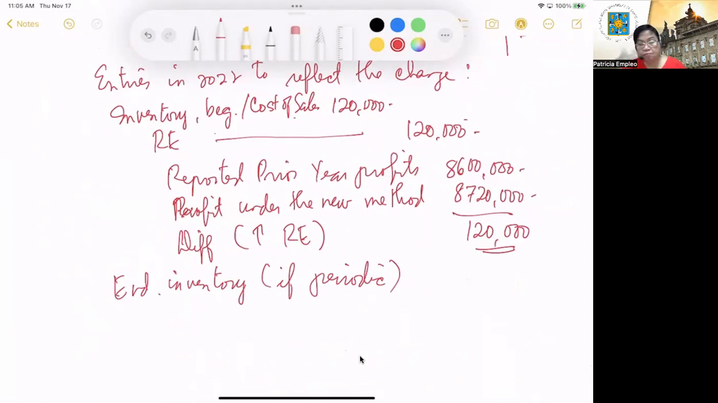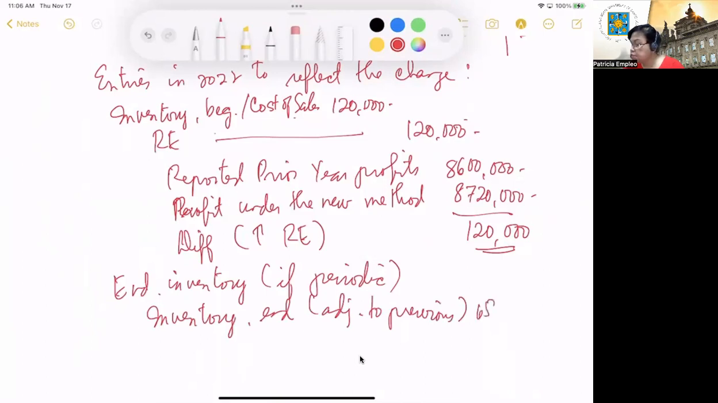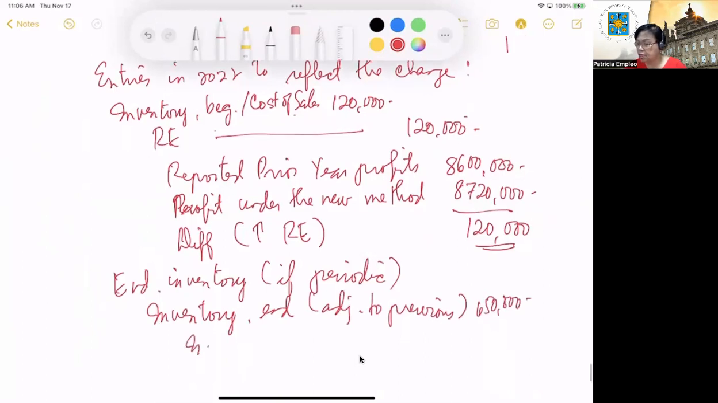Okay, so your ending inventory is to be increased by 650. So credit inventory, as an adjustment to previous, assuming that ending inventory has already been set up, 650,000. That's for the difference only, and credit income summary. Or if the company uses the cost of sales or perpetual inventory method, credit cost of sales, 650.